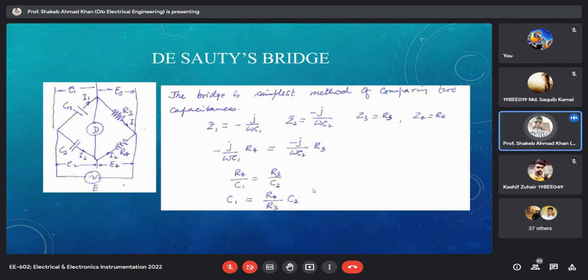Obviously it is having a single balance equation, so there will not be any sliding balance problem here, and only one variable component is required to obtain the balance, because you have to satisfy only one balance equation. So because of all these, this bridge is considered as the simplest AC bridge.